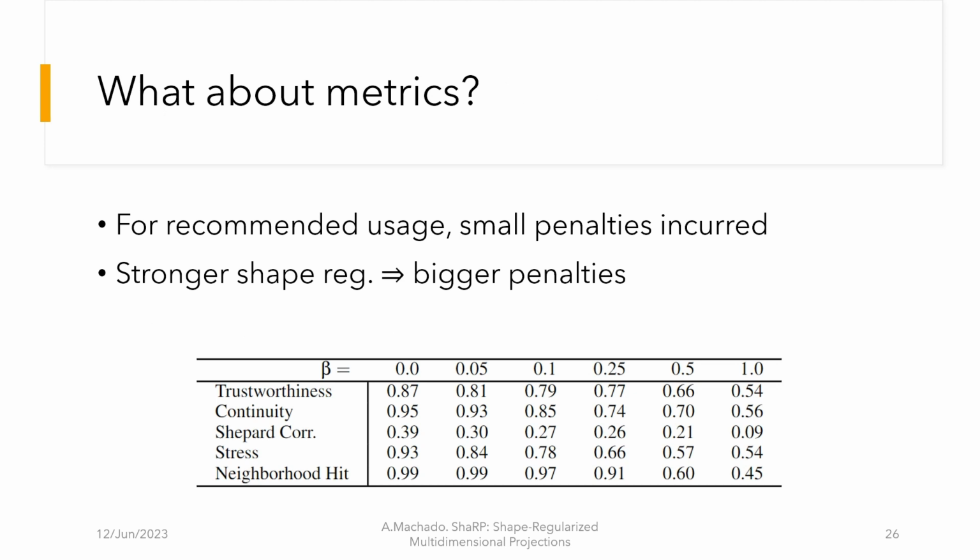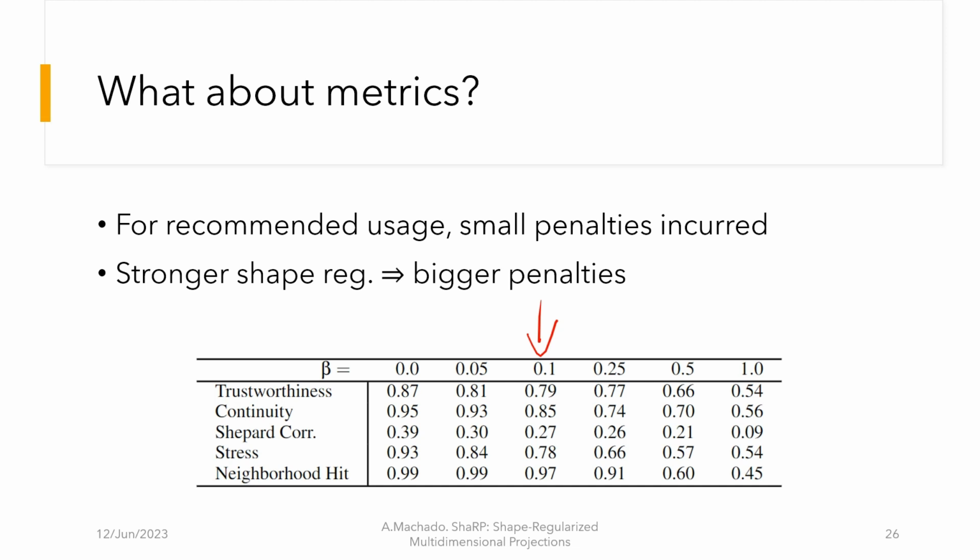So what about the metrics of this algorithm? Well, for the recommended usage that we say in the paper, which is setting beta equals 0.1, which is represented here, there is a small penalty to quality metrics, but this is expected. It's expected because we are forcing things to conform to shapes instead of just allowing the best projection to be learned. So we are interfering with what could be the natural finding of a lower cost and higher quality projection in order to produce shapes.